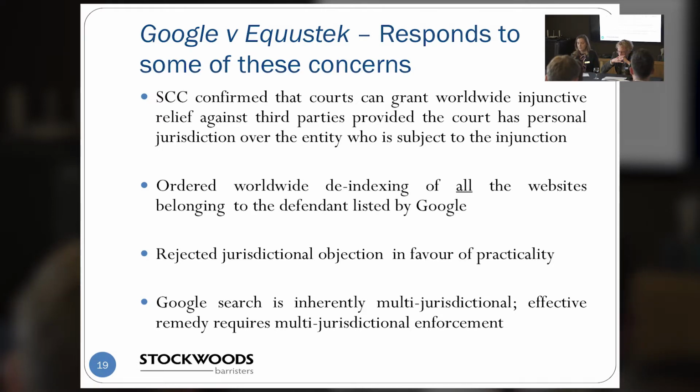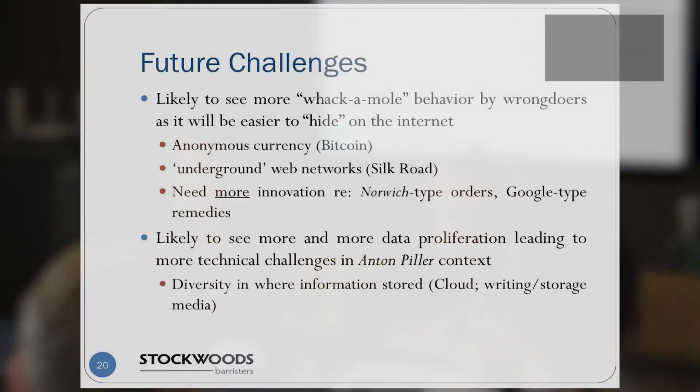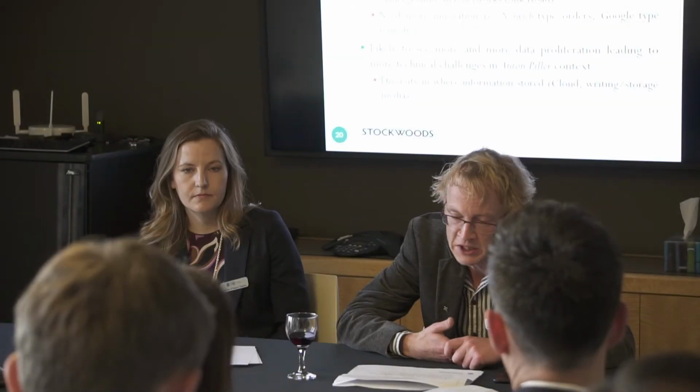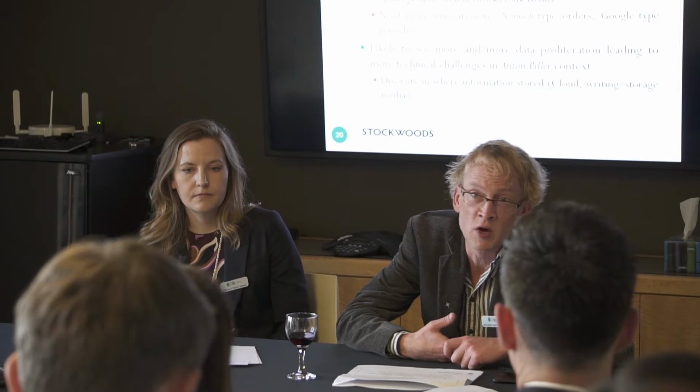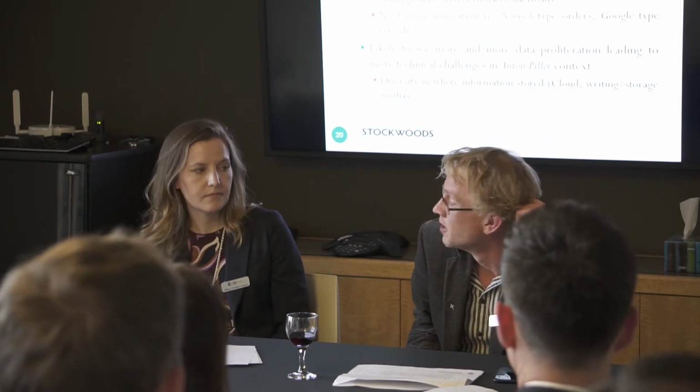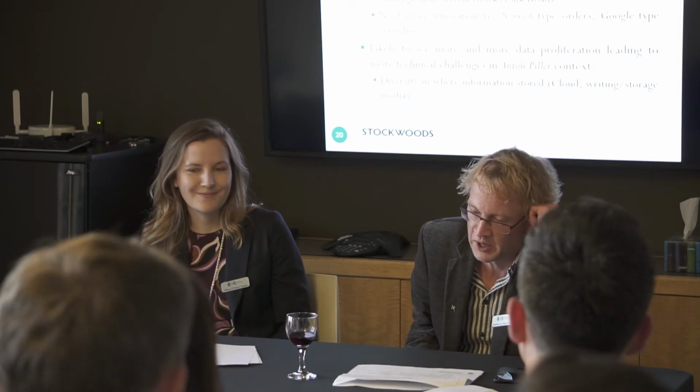Let me just speak for a couple of minutes to some of the future challenges we see increasing or coming. One of them is just that whack-a-mole behavior by wrongdoers who can find relatively easy ways to hide or move about on the internet. This is going to be exacerbated by the availability of anonymous currency like Bitcoin to actually conceal the commercial activity itself, including its details. The existence of underground web networks like the Silk Road, famously one that was shut down. There's new ones, and we probably don't know their names right now.